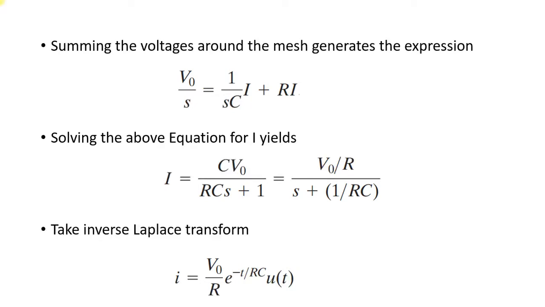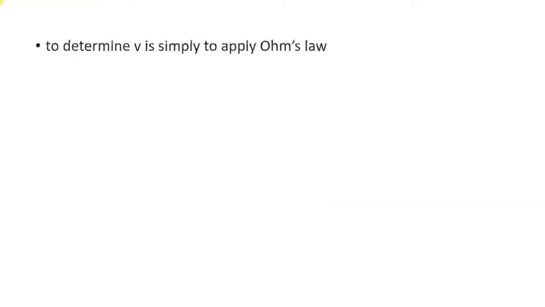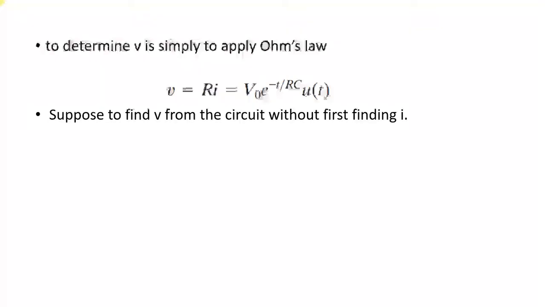Here tau is nothing but RC. Tau is the time constant, so this RC is replaced by tau. For the same circuit, here I found I. If I want to find the value of voltage, I simply multiply the current equation by R, because V is the voltage across the resistor, so V equals I into R. Multiplying the current equation by R gives the voltage, which is V naught into e power minus t divided by RC into u of t.